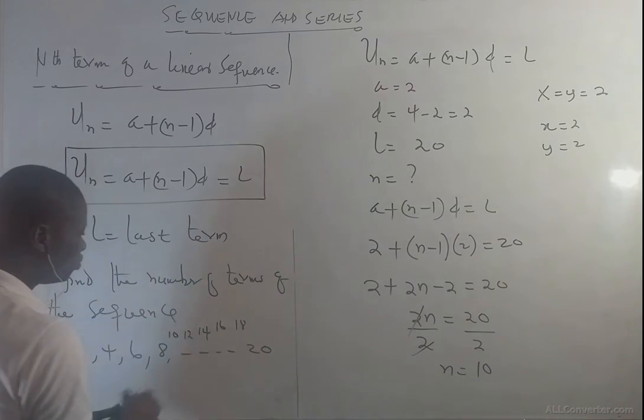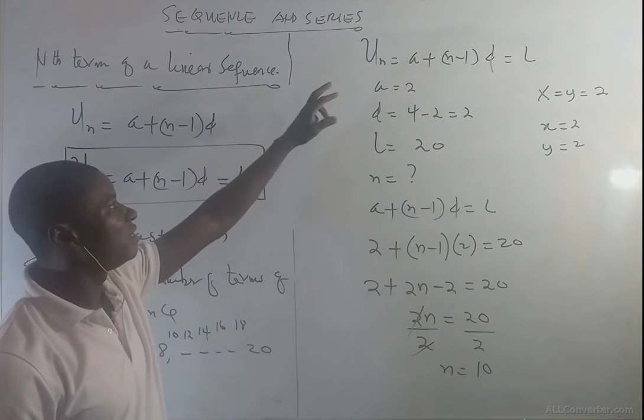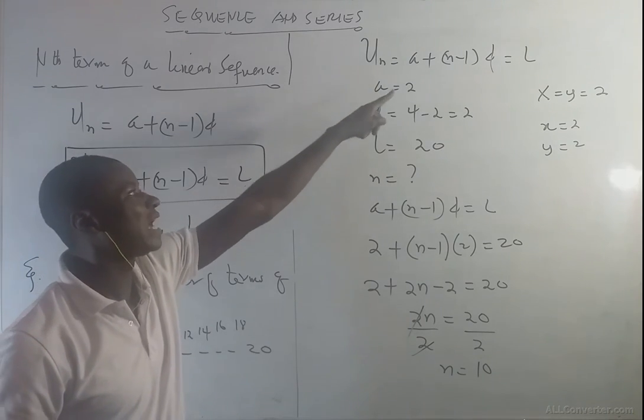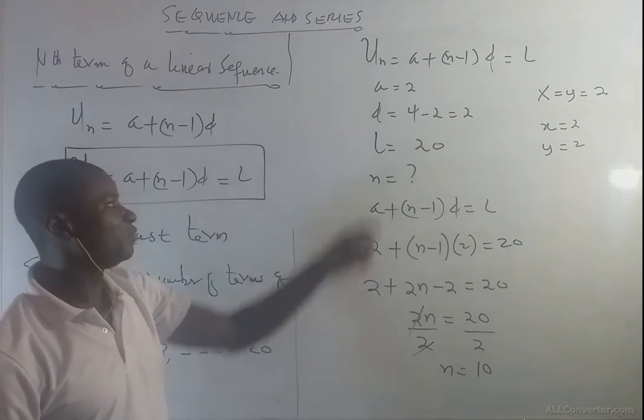But you don't need to do this. And that is why the formula is there. So when you know your first term, the common difference, and the last term, you can use this formula to find the number of terms.